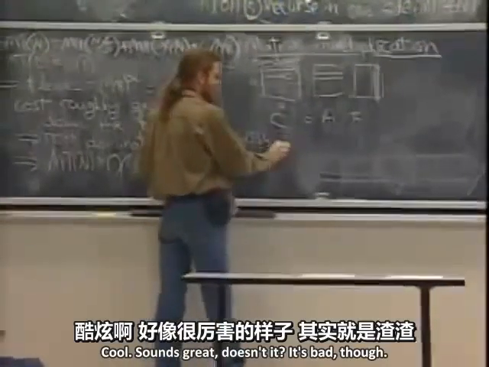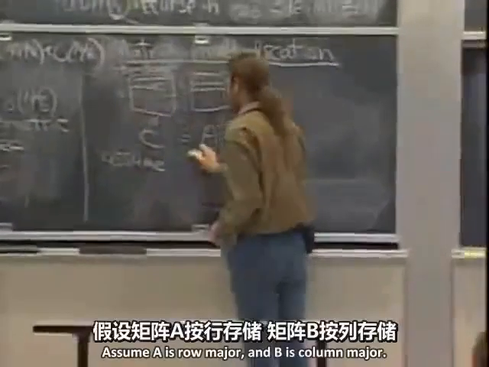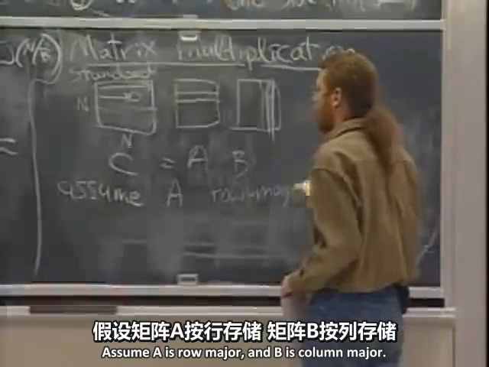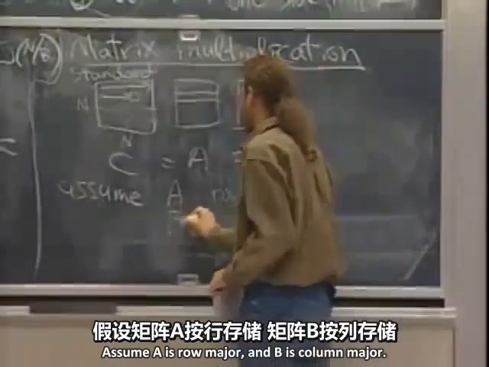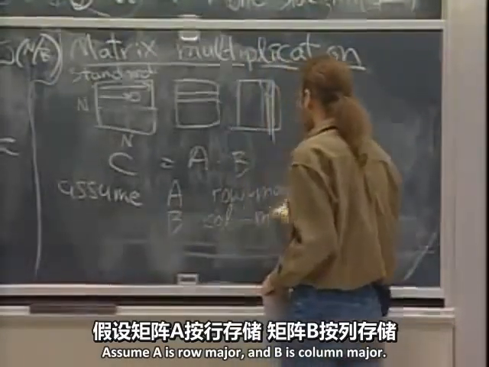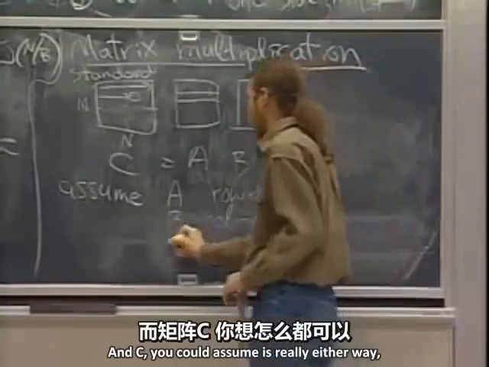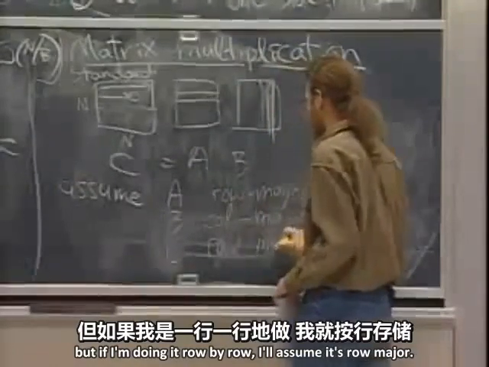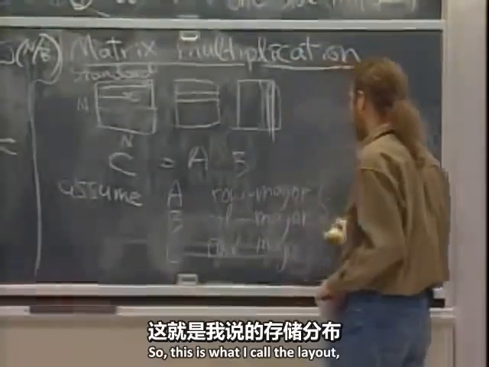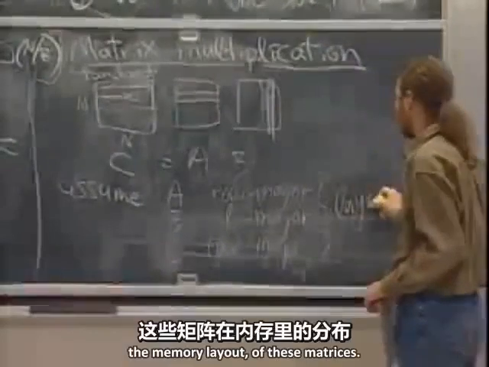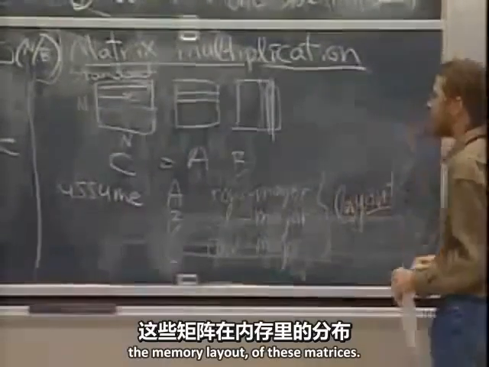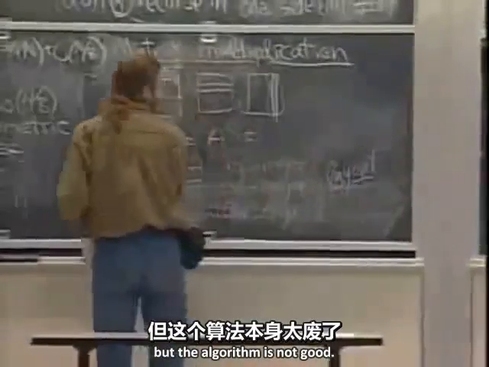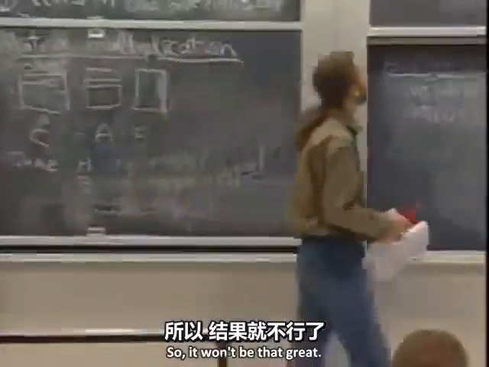Sounds great, doesn't it? It's bad, though. Assume A is row major, and B is column major. And C, you could assume, is really either way, but if I'm doing it row by row, I'll assume it's row major. So this is what I call the memory layout of these matrices. It's good for this algorithm, but the algorithm is not good. So it won't be that great.